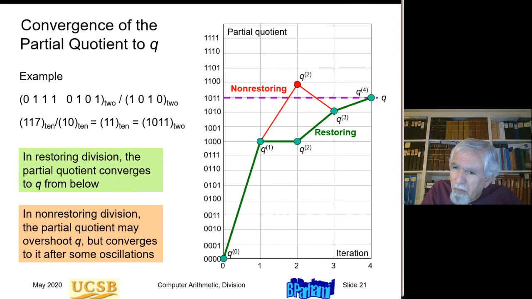This is another view of the same process. So when we do restoring division, Q, the quotient, converges to the correct quotient gradually. When you choose the first quotient digit to be 1, so the value so far is 8, the quotient is 11. So we make progress towards the correct quotient. The next quotient digit is 0. We make no progress there. The next quotient digit is 1. We go to 10, and finally the last quotient digit is 1. We go to 11. So we converge to the correct quotient from below.